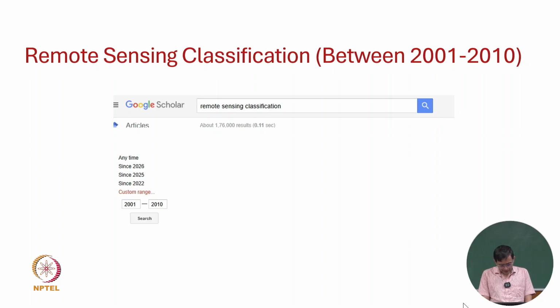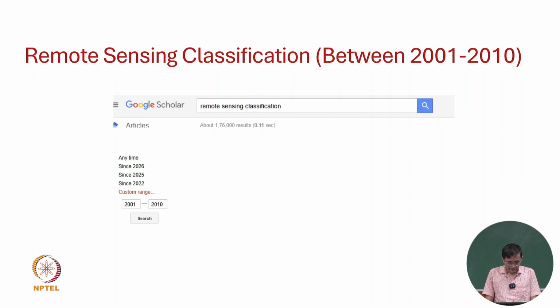So what I'm showing you here is a search with the string remote sensing classification. I've not tried to optimize this, it is just a search with the string remote sensing classification on Google Scholar. As you can see, the time period has been modified to fit 2001 to 2010, right?